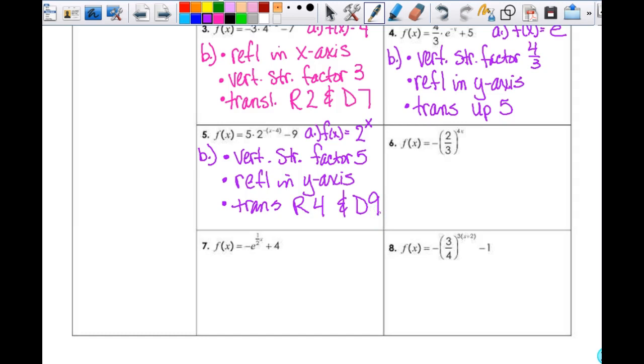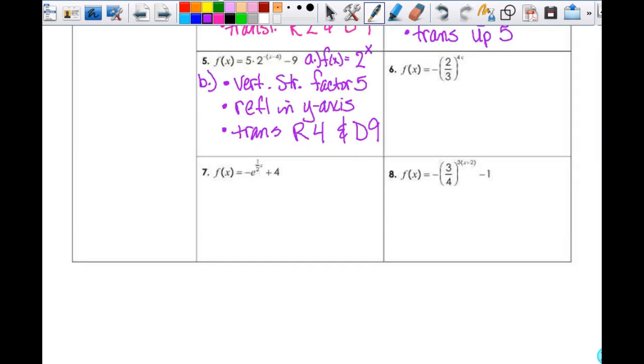We okay with that? All right. Let's look at 6. We're not going to do all of them, but I do want to do either 6 or 8. It doesn't matter. We'll do 6. So my parent function, f of x, equals what? 2/3. Good. 2/3 to the x power.